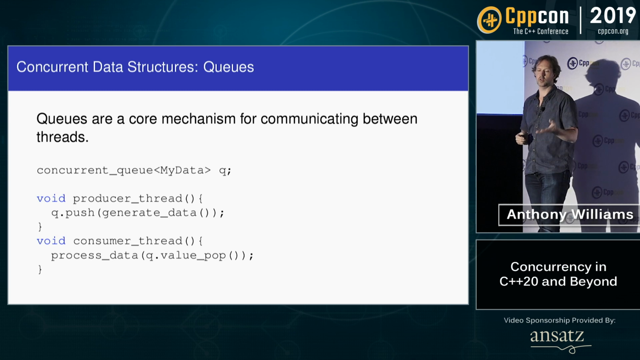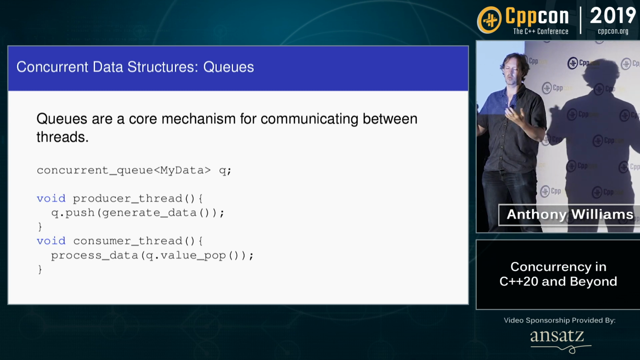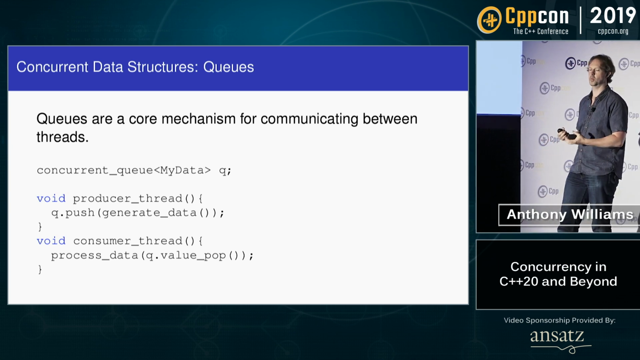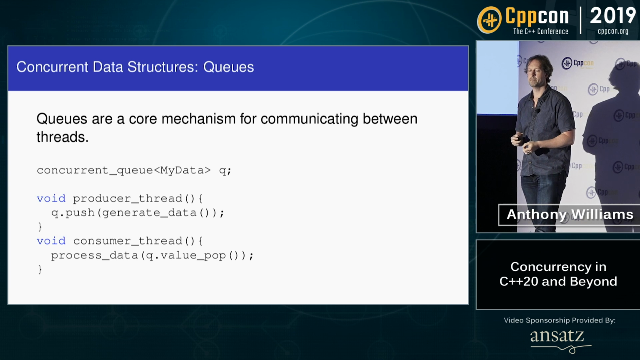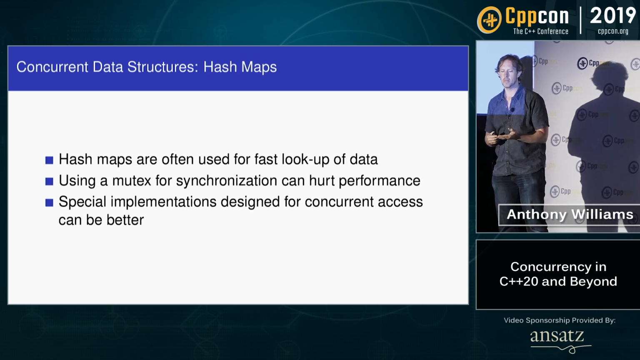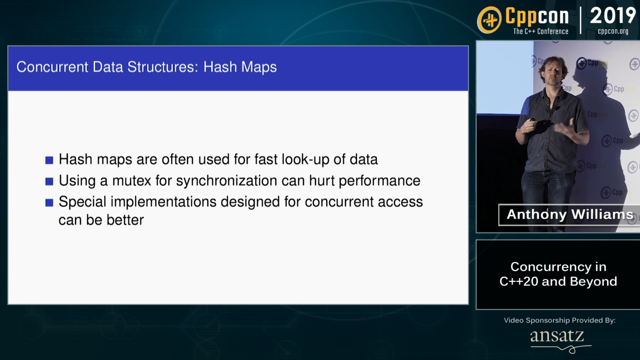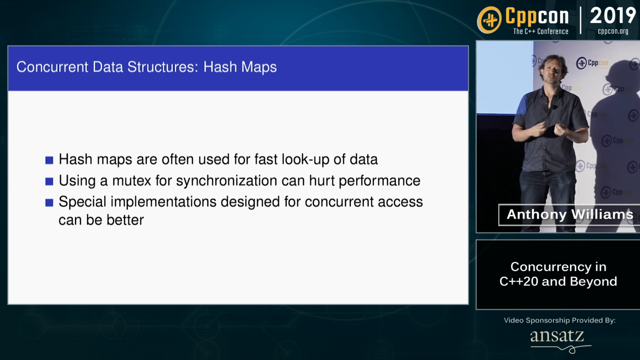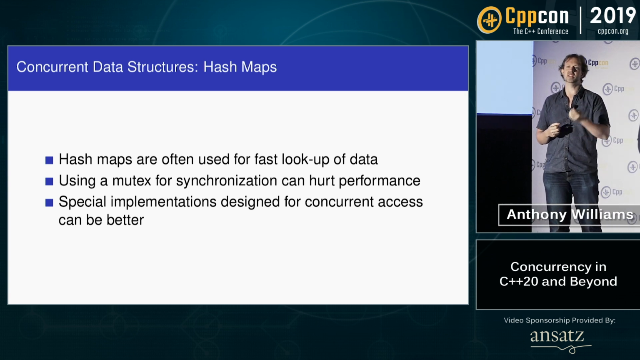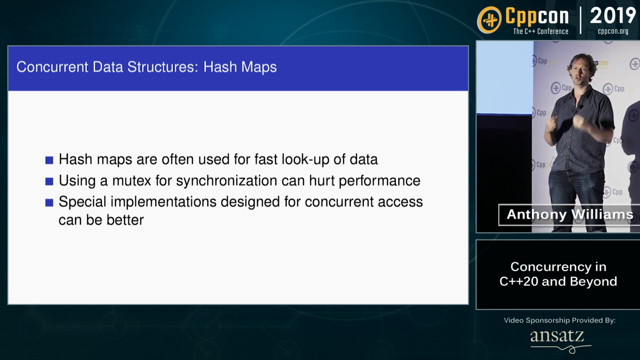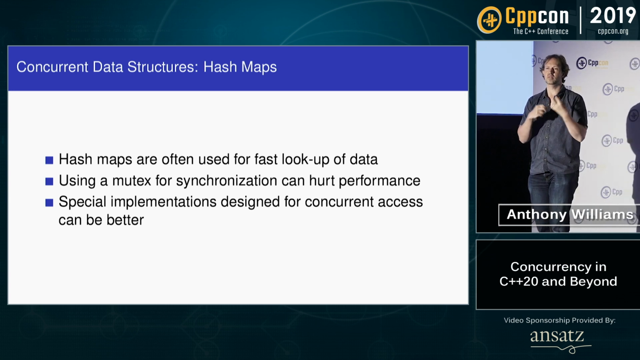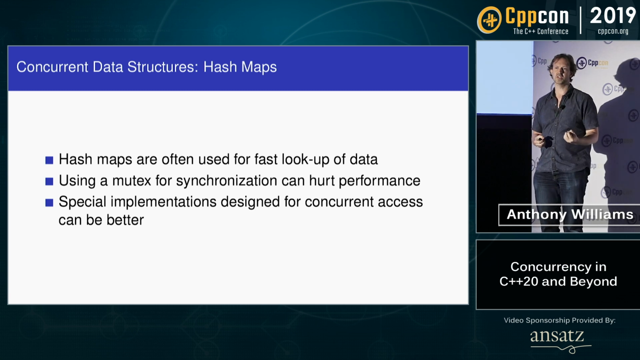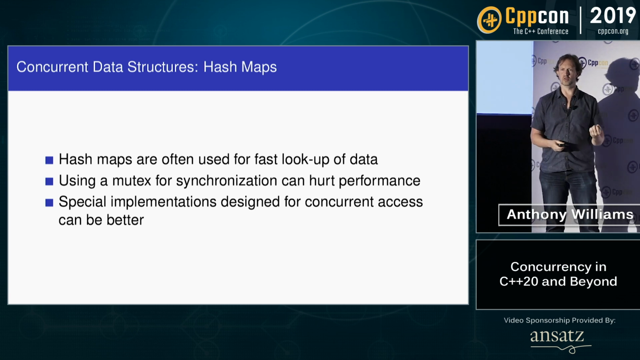So yeah, if you have a concurrent queue of my data, then on one thread you can produce some data, and another thread you just call value pop to remove the value. Hash maps provide us fast lookup. And you would want a concurrent hash map specifically designed for those cases where putting a mutex around an unordered map will hurt your performance. So you would then need something that's been specially designed for concurrent access. Writing such a thing is really hard, and so we want the library to do it for us.